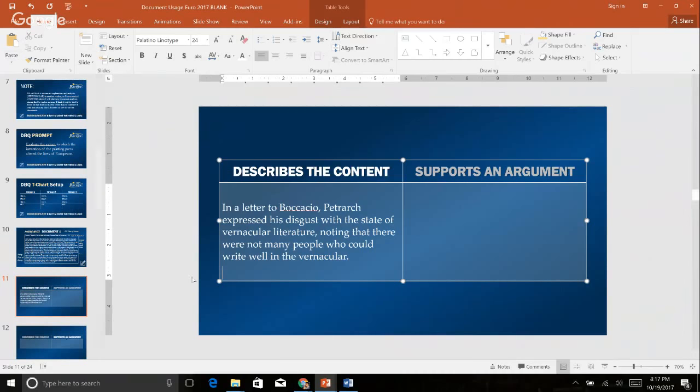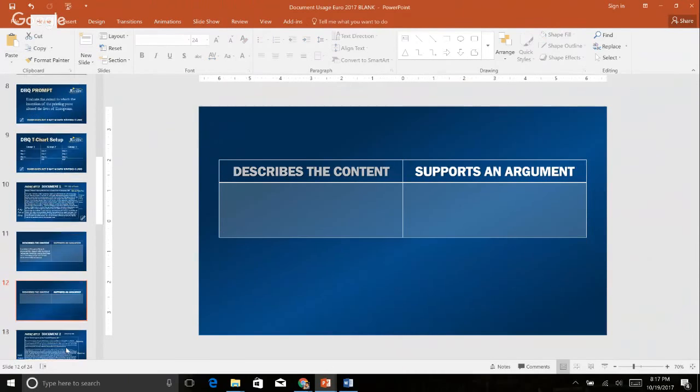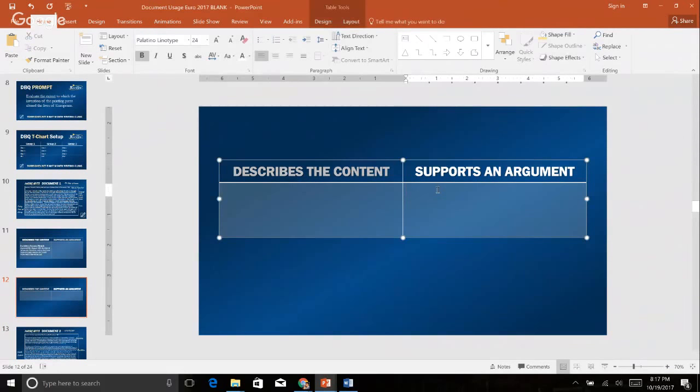Now, if we're looking for supports an argument, okay, now how would we use this to support an argument? Then we would say here that writing before the printing press, Petrarch noted the sad state of vernacular literature.